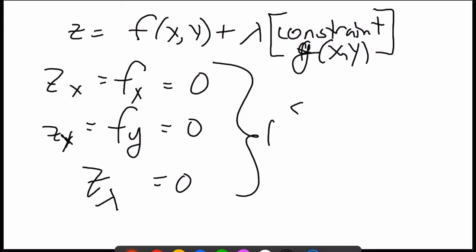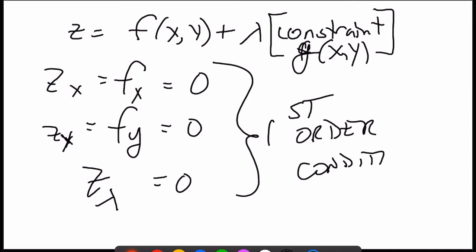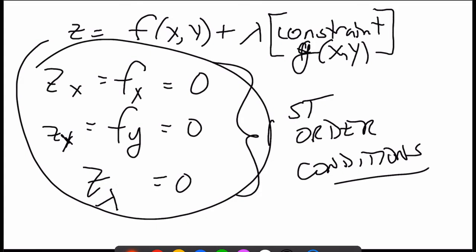Now those are the first order conditions, that our three partial derivatives, including lambda now, are equal to 0. So we have more exciting first order conditions. Now, what are the second order conditions? Well, we were building this Hessian: xx, xy, yx, and yy.